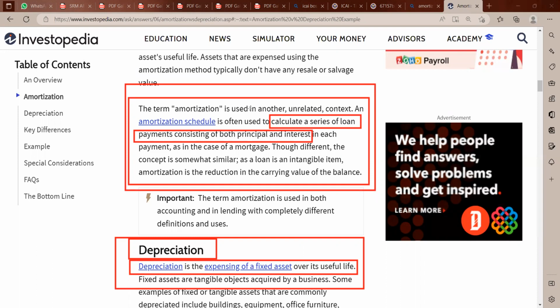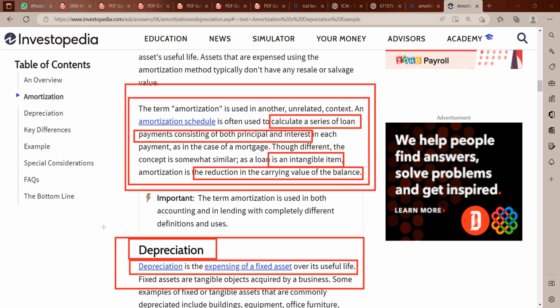I think that's enough. I don't want to dig deeper for the definition. Amortization on a loan: when you repay the amount on a weekly or monthly basis, a fixed amount of principal and interest based on the EMI chart. It's an intangible item which you can't see, not an asset, so it reduces the carrying value of the balance.